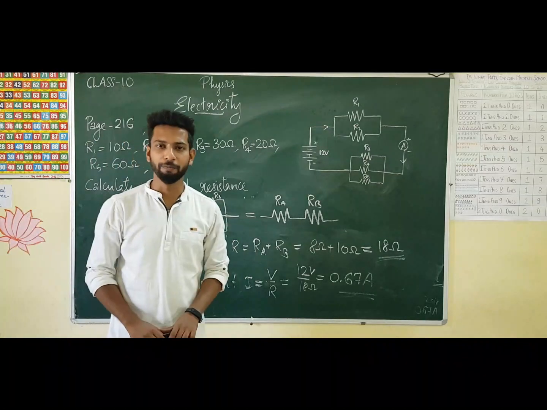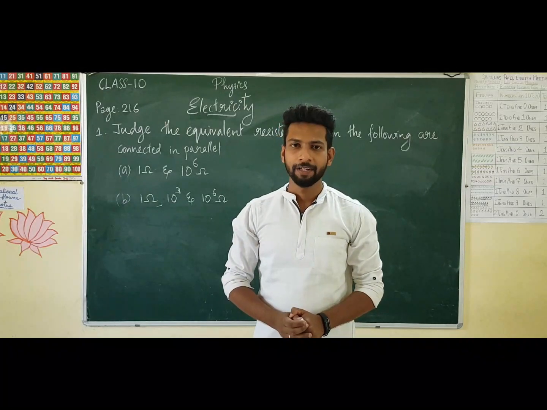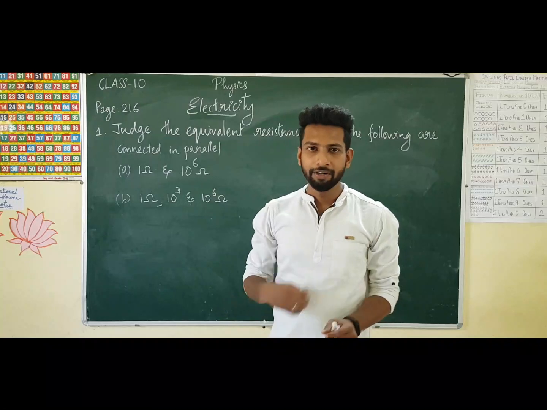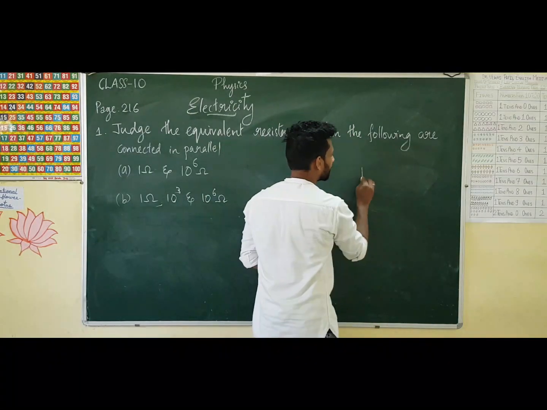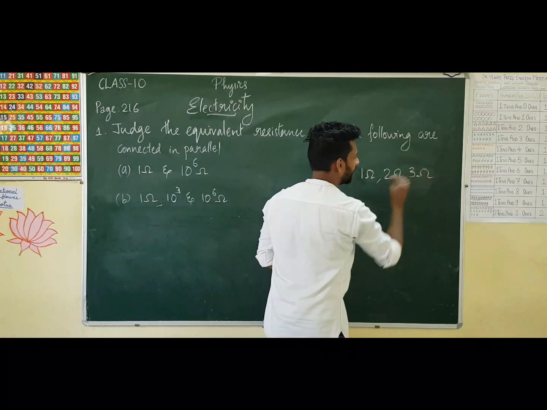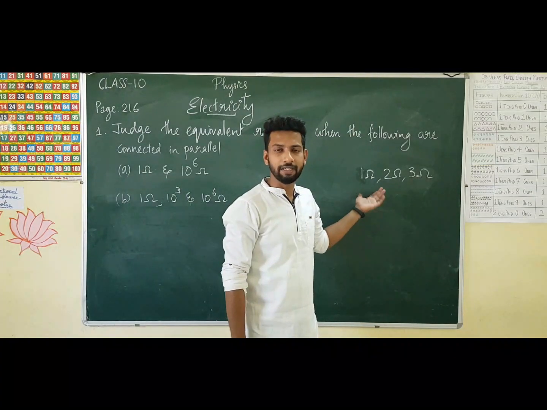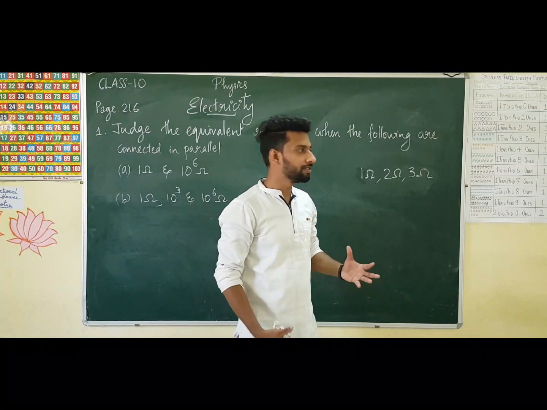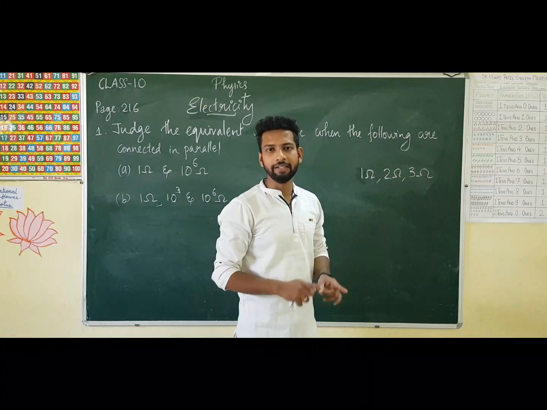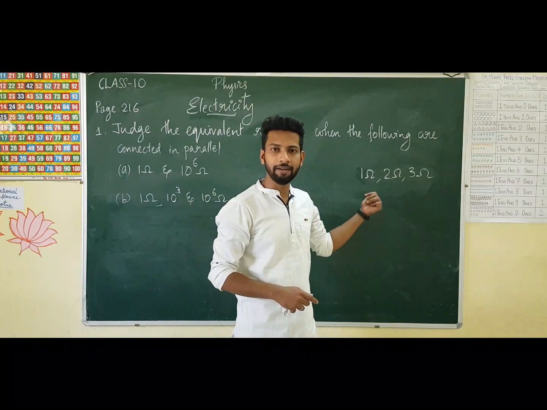Now we got the total current flowing through the circuit as 0.67 ampere and the total resistance of the circuit as 18 ohm. Now we can move to the textbook exercises, page number 216. Some of the questions are given. Before solving the problems related to parallel, I will give you some tips. Suppose 3 resistors, 1 ohm, 2 ohm, 3 ohm. You can join all these resistors in parallel as well as in series. If you want the maximum total resistance, you have to connect in series. If you want to decrease the resistance, you have to connect in parallel.